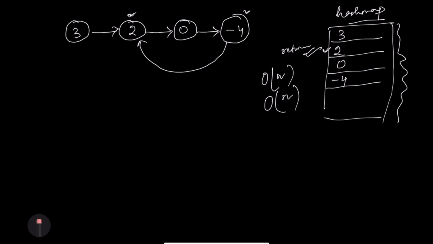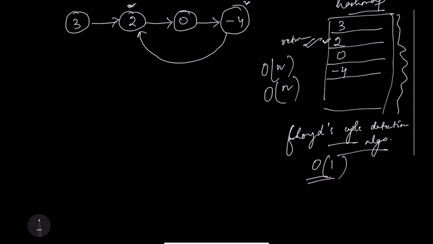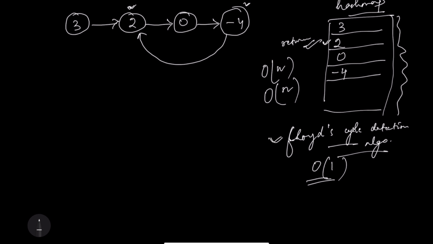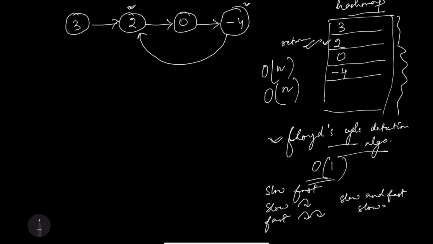Now another approach we can use is Floyd's cycle detection algorithm. If we use this algorithm, our space complexity would be O of 1 because we would take just constant extra space. In this algorithm, first we will have two pointers, slow and fast. Our slow will move one step at a time, while our fast will move two steps at a time. At a point, our slow and fast will meet. At that point, we will know that our linked list has a cycle, because if we are moving one pointer one step at a time and the other two steps at a time, when they meet, we know that the linked list has a cycle.